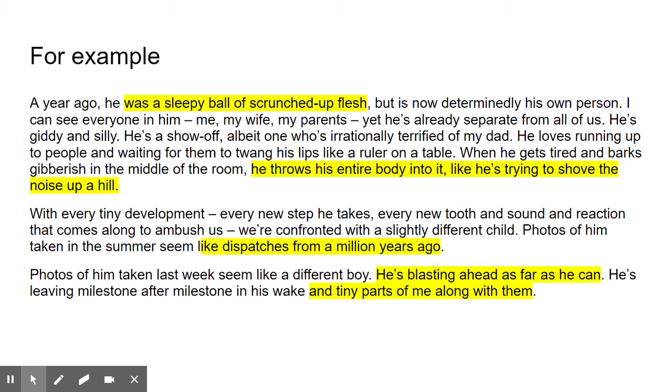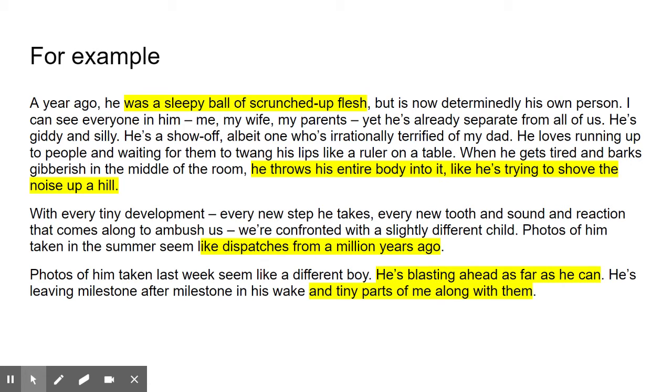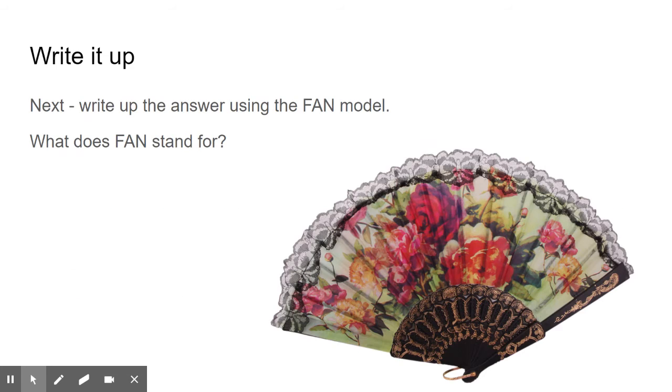So, for example, this is the piece of writing you're asked to analyse here. And I've highlighted these bits. This is what I think is the interesting language. Ball of scrunched up flesh. He throws his entire body into it. Dispatches from a million years ago. Blasting ahead. Tiny parts of me along with them. I'm not going to analyse all those bits because it's too many. I'm just going to pick 3. And I need to think FAN. I need to think find, analyse, and name.